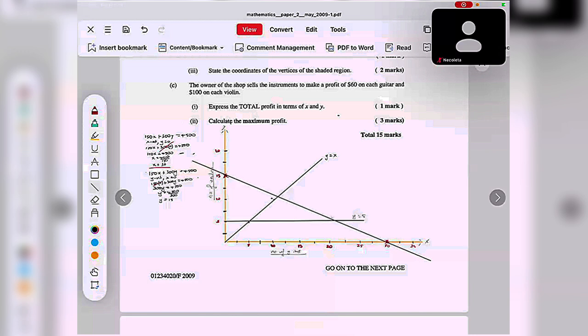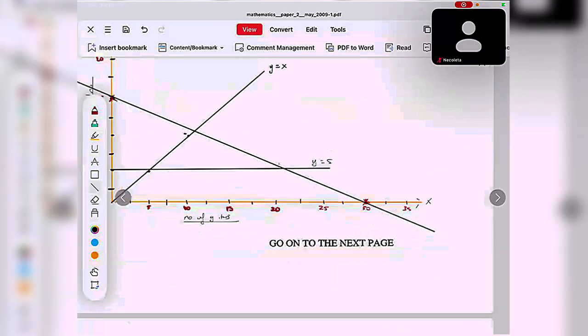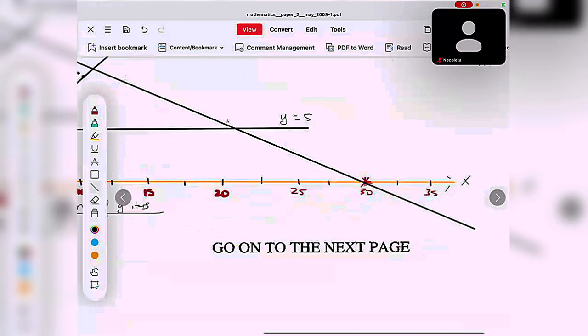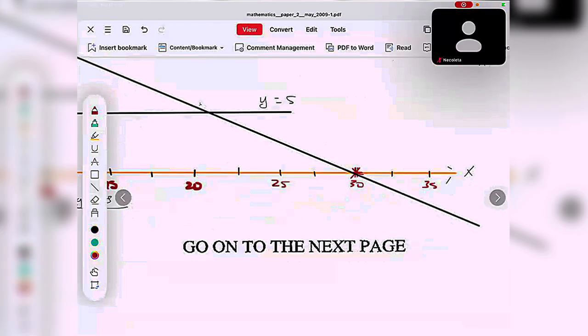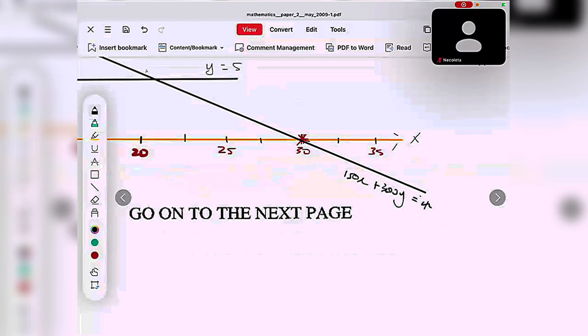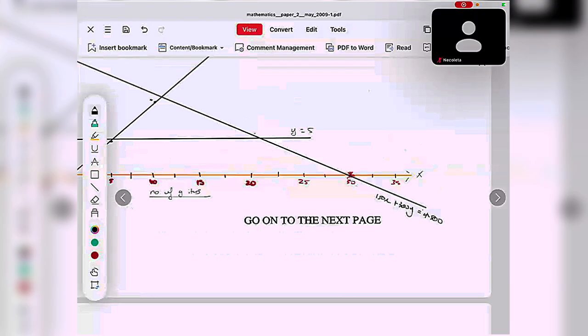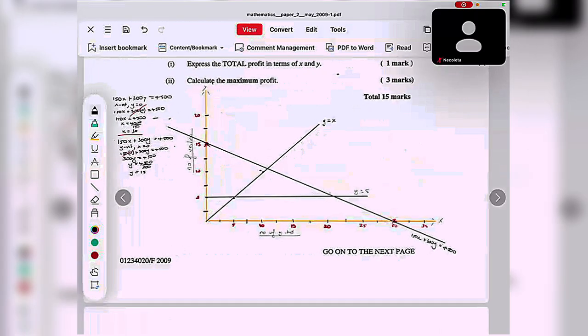Much better. All right, label that line now. Don't forget to label your line, as if I'm marking your paper, so I mark it down. So this is going to be the equation of 150x plus 300y is less than or equal to 4,500. All right, and this now is the graph that we're looking at.